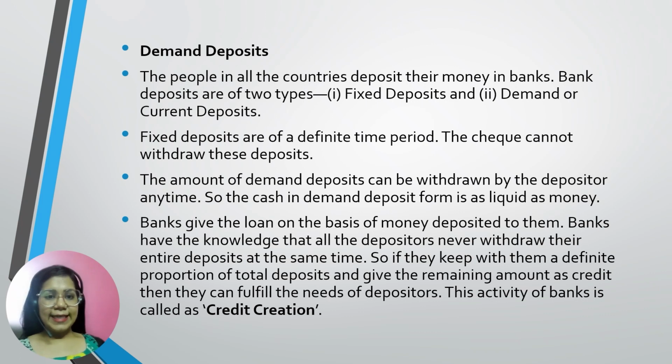So, the second main component of money supply is demand deposits. See, people in all countries deposit their money in banks. Even we deposit our extra cash in banks so that we can earn interest. Now, bank deposits are of two types. One is fixed deposits and one is demand or current deposits. We have already studied that fixed deposits are for a definite time period, 2 to 7 days, more than 7 days, 6 months, 1 year, and so on. And then we get interest after that fixed time period. A cheque cannot withdraw these fixed deposits.